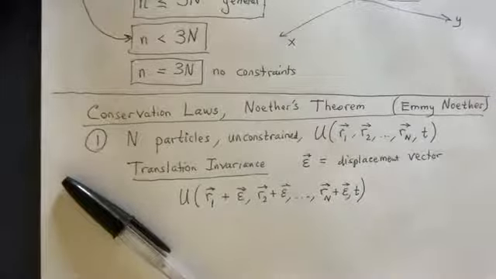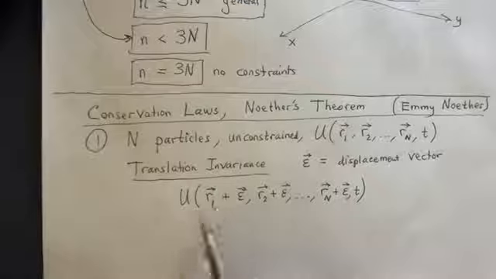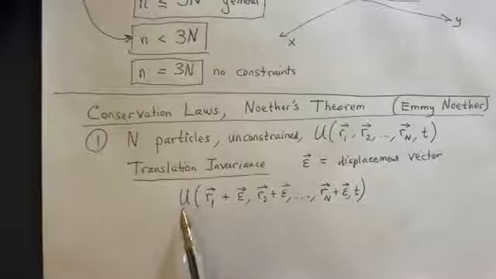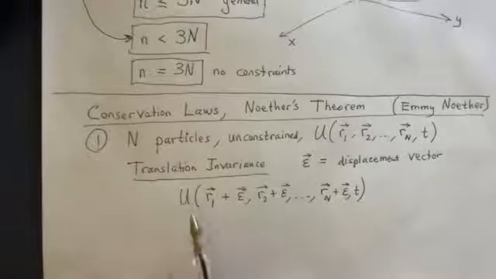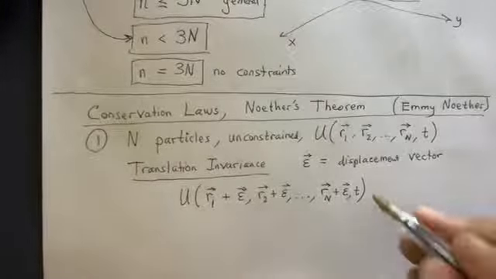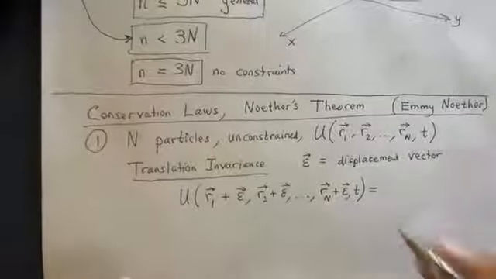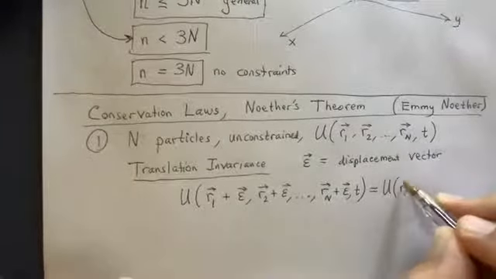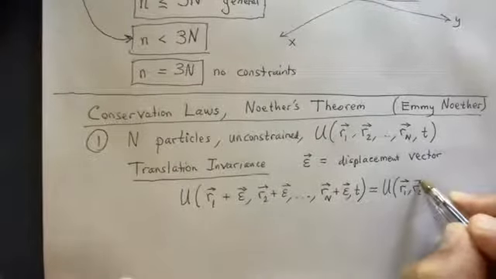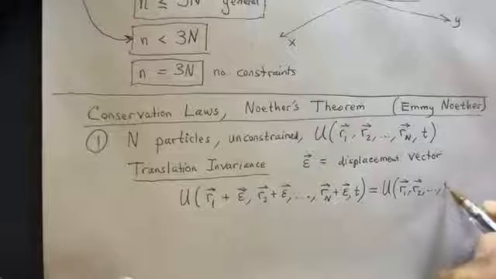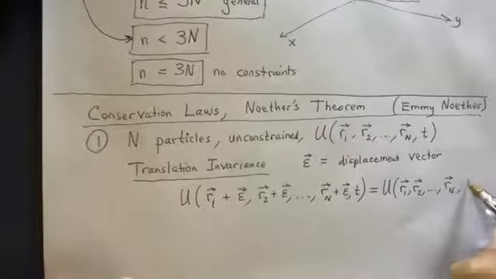Later we'll talk about translations in the time direction, right? This principle is going to give us conservation of momentum, and then we'll talk about time translations. They give us conservation of energy. Okay, but here's capital U, and what this means, the function produces a single number, and it's measured in joules, right? It's a scalar value, the energy of this configuration, and this is equal to the value of capital U with the particles in the original position. So that's capital U of R1, R2, dot, dot, dot, Rn, comma, t.